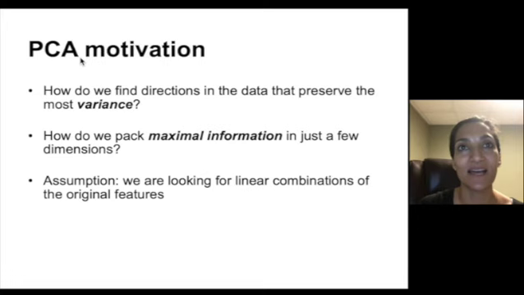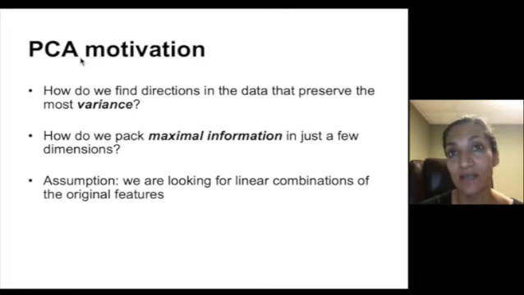Hello, today we'll be talking about the derivation of PCA, as well as the method itself. PCA can be entirely derived based on a couple of motivating objectives. The first one is that PCA is trying to find directions in the data that preserve the most variance. The second one is that we want to try to pack maximal information in just a few dimensions.